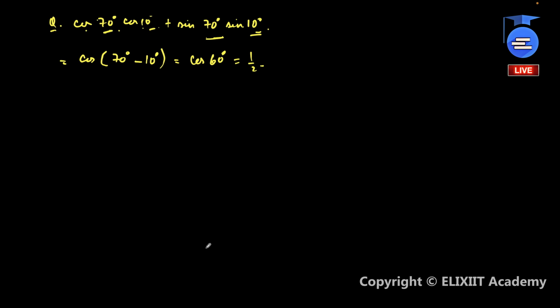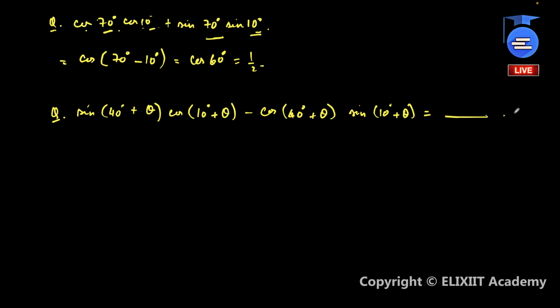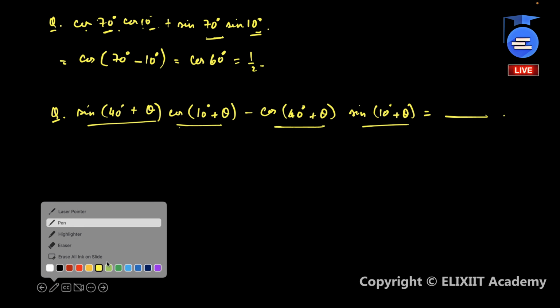Let's solve one more question. Okay, we have the next question. We have to find the value of this expression. Simplify and find the value of this expression: sin of 40 degree plus theta into cos of 10 degree plus theta minus cos of 40 degree plus theta and sin of 10 degree plus theta. How do we solve this one?